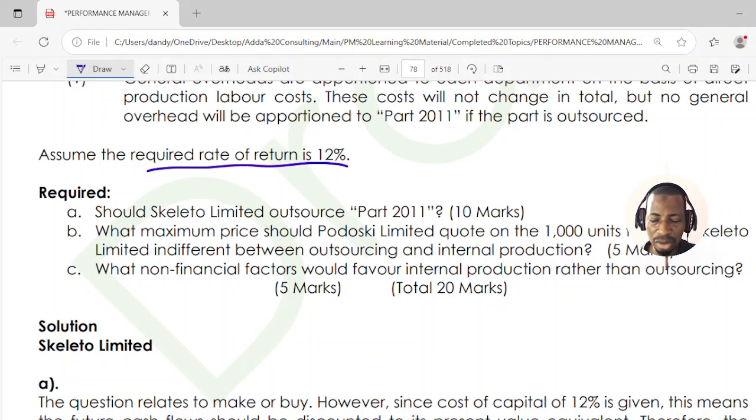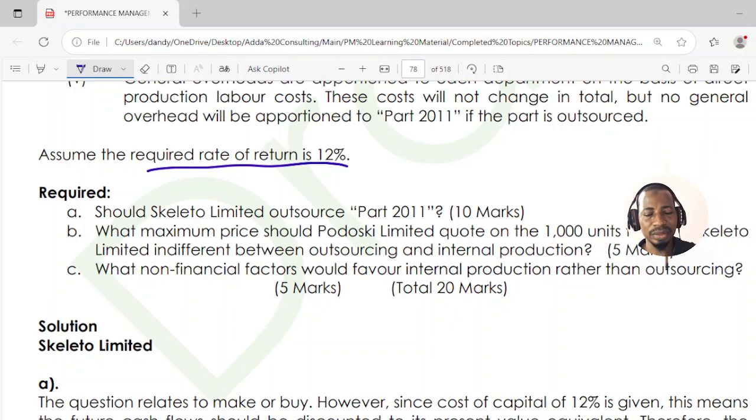This is the question. This is a past question. What are you supposed to do? In the A part, you are to advise whether the company should outsource Part 2011. This question relates to make or buy. So what are you supposed to do generally? Ordinarily what you are supposed to do is to compare the supplier's quotation with the relevant cost of making Part 2011. However, you are not going to do that directly as far as this question is concerned.